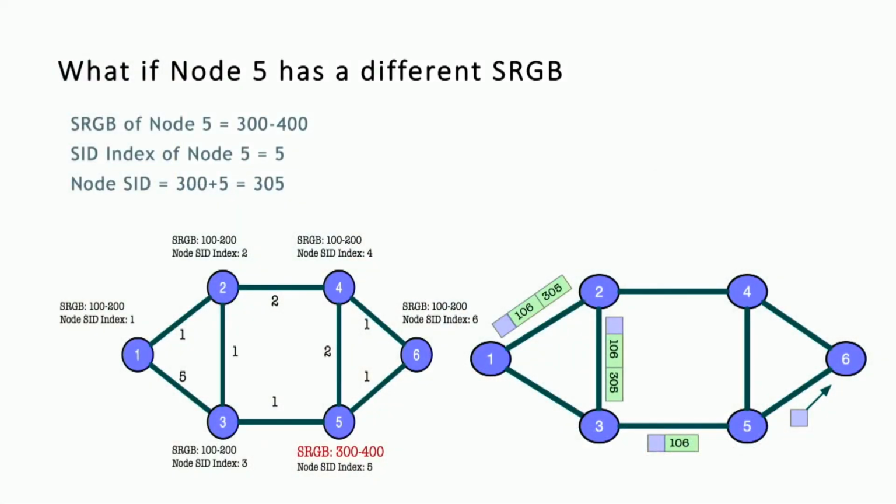There is one thing here which can throw you, which I noticed when I was looking into the lab itself, the infrastructure which we had. There were some nodes where you're picking up a different block, and that's why I did this slide, just to explain in case your lab infrastructure has this problem. Let's say the 5 here says, no, look, I'm not going to use 100 to 200 as my global block, I'm going to use 300 to 400, right? So obviously, if you have to send something to 5, you have to use 300 plus the index, and that's going to be your global label representing 5. So in this example, you see it's 305, and PHP happens at 3, so it sends it to 5, and then 5 sends it natively to 6.